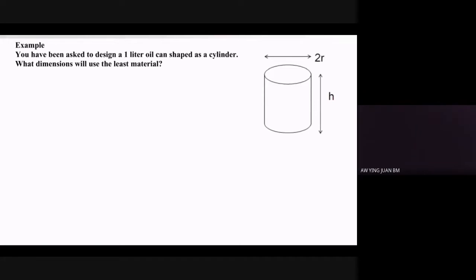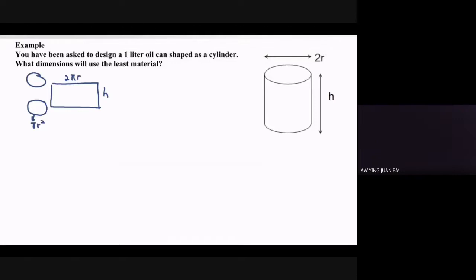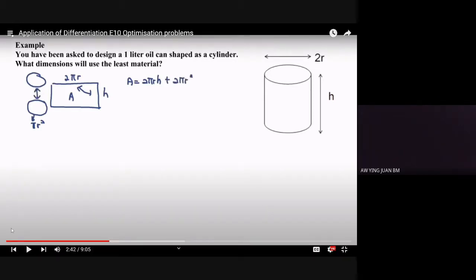So let's open up the situation. We have 2 circles and open up the body of the cylinder. So in here, we have 2 pi r multiplied with h. The area for the circle will be pi r squared. So in here we have 2 circles, so meaning that the area will be equals to 2 pi r multiplied with h. We will obtain the area of the body plus 2 pi r squared because we have to add on the 2 circles.